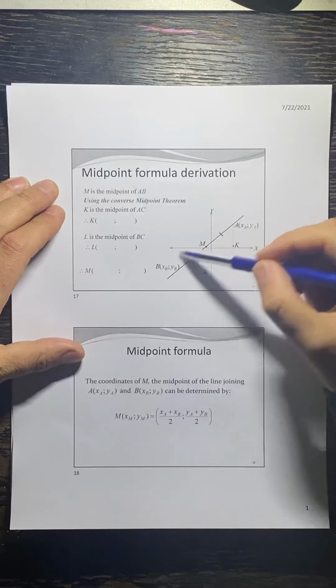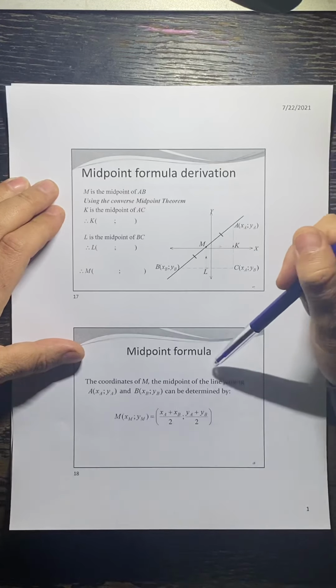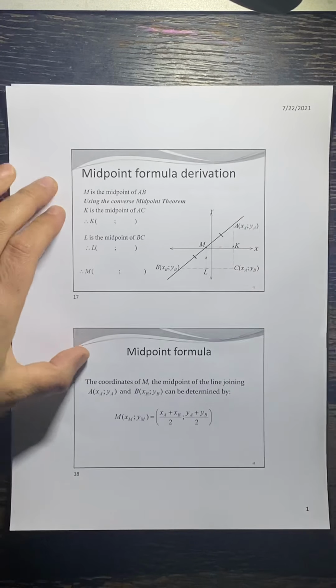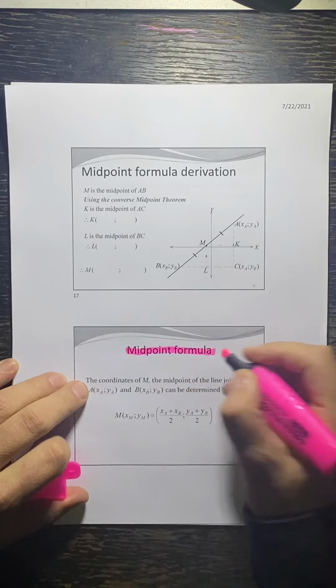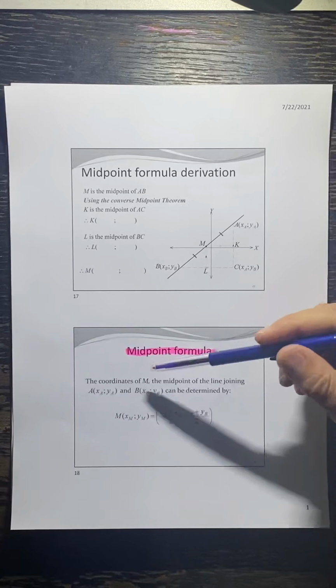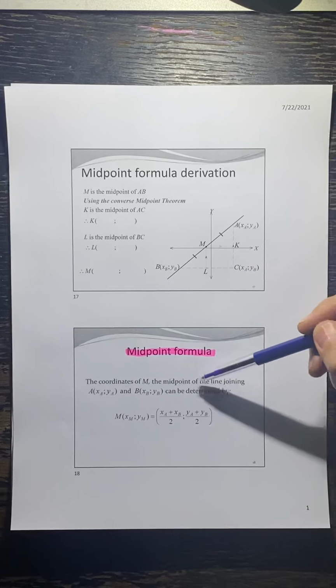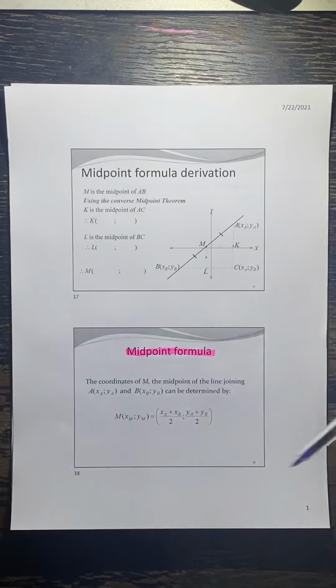Now again, just like the previous one, I'm not too interested in the derivation of it. I'm more interested in this slide over here. So what you guys can get down for me is the heading, midpoint formula. And then this is the actual formula here. So the coordinates of M, the midpoint of the line joining points A and B, can be determined by this.